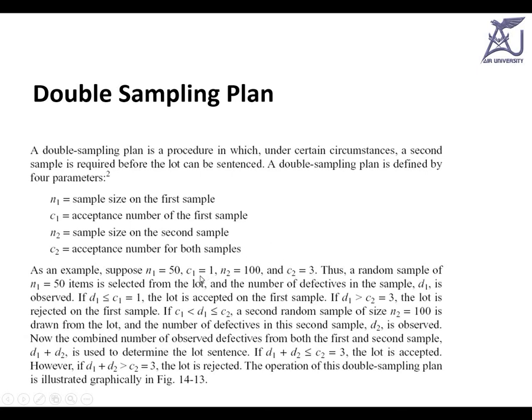The C2 is basically the sum of the defectives found in the first sample and the second sample together. So this C2 is cumulative of the defectives found in the first sample as well as in the second sample. You sum up both, and if they come to 3 or less, then you will accept the lot on the second sample. And if the number of defectives in the first and second sample together is equal to 4, then you will reject the whole lot.